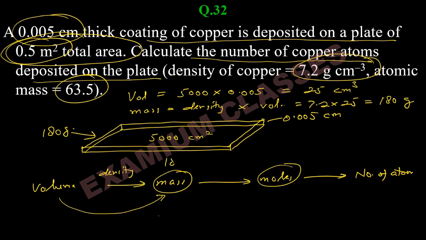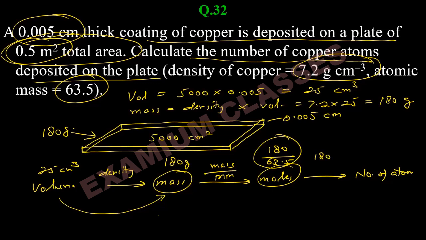From this 180 gram, you can calculate the moles. Moles will be 180 divided by molar mass, that is given mass upon molar mass. Molar mass is 63.5. And number of atoms will be number of moles multiplied by Na. That is 180 divided by 63.5 into 6.022 into 10 to the power 23.